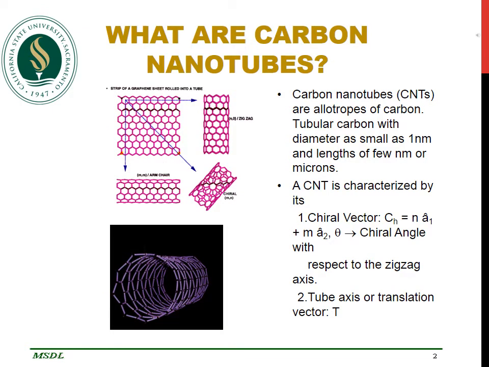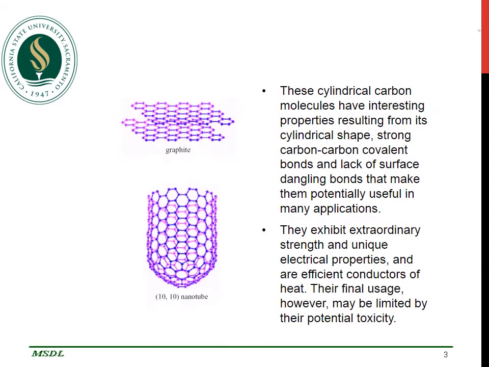What are carbon nanotubes? Carbon nanotubes or CNTs are allotropes of carbon in the tubular form with diameter as small as 1 nanometer and lengths of few nanometers or microns. They are viewed as rolled up graphene sheets. The CNTs are characterized by its chiral vector and tube axis or translation axis. The chiral vector is a combination of n, m, and theta, which is the chiral angle with respect to the zigzag axis.